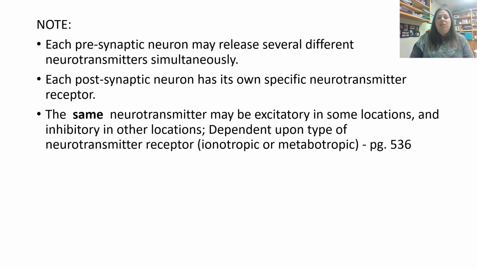So each presynaptic neuron may release several different neurotransmitters at the same time. Each postsynaptic neuron has its own specific receptors for these neurotransmitters. So if there's no receptor for it, then it cannot listen to that neurotransmitter. The same neurotransmitter could be excitatory in one location or area, but then it could be inhibitory in another location. It depends, all right? And so in your textbook on page 536, it talks a little bit about this.